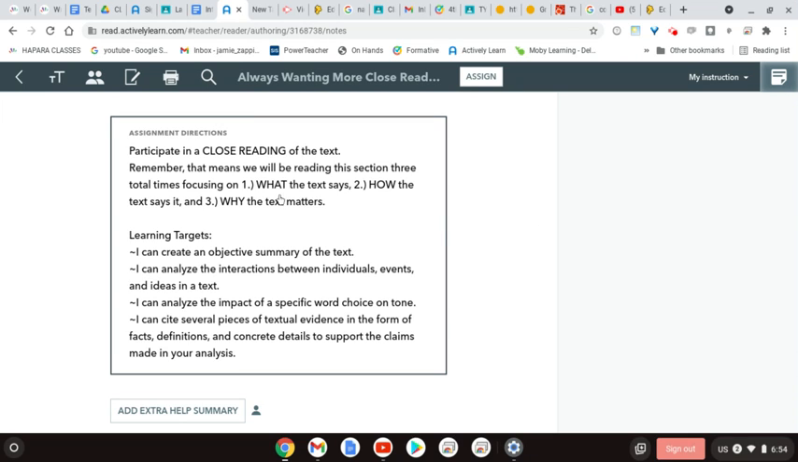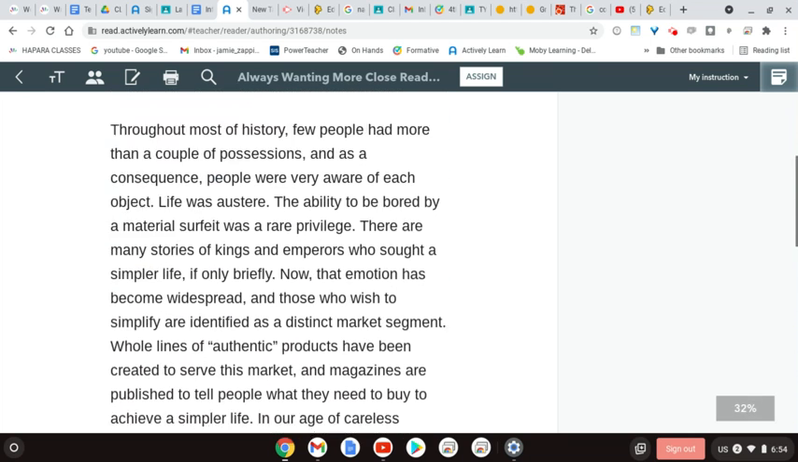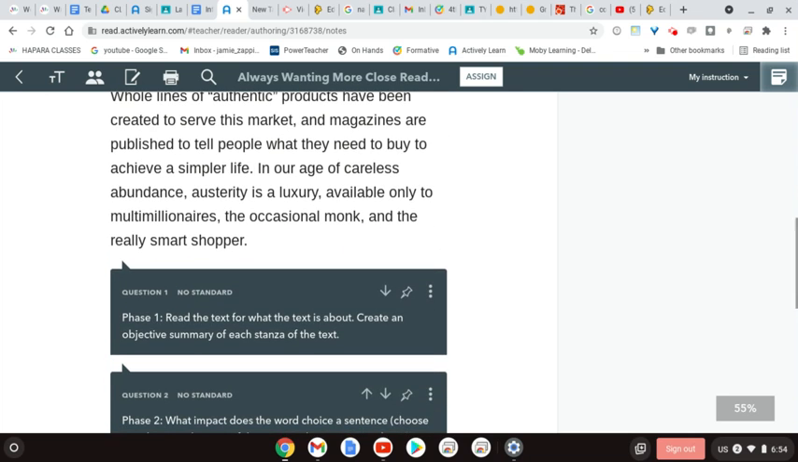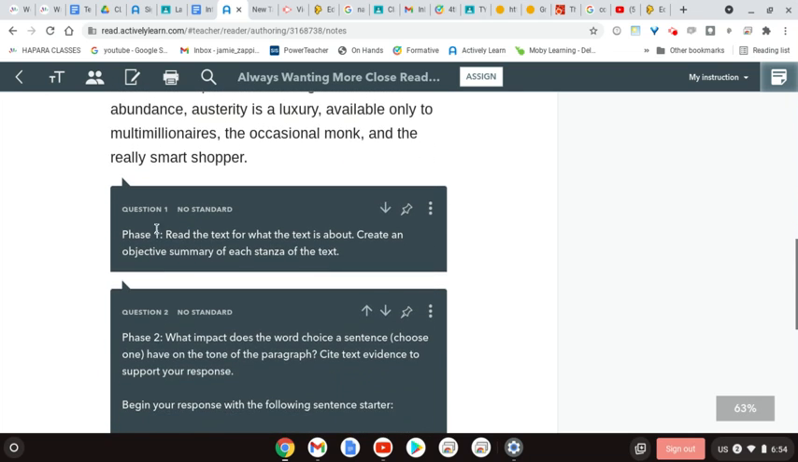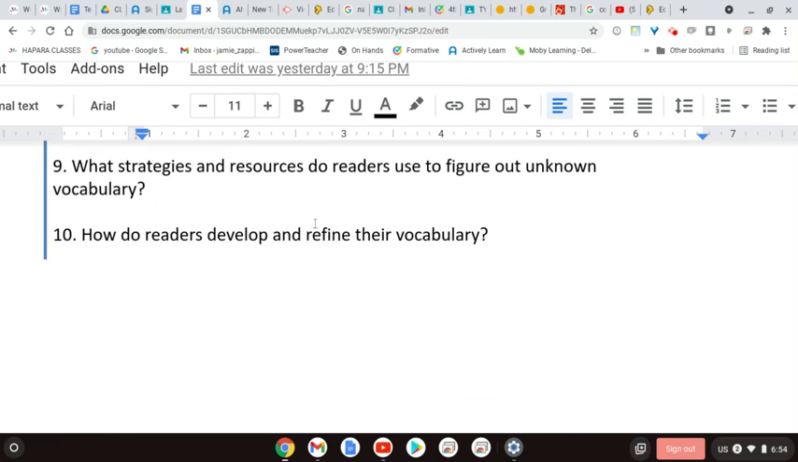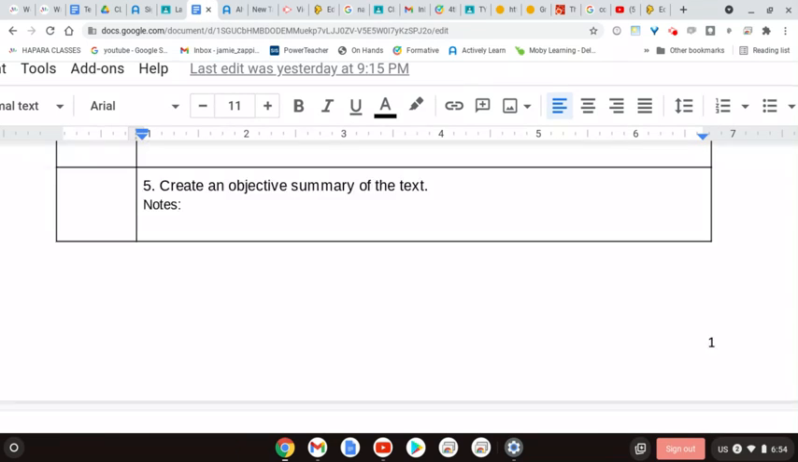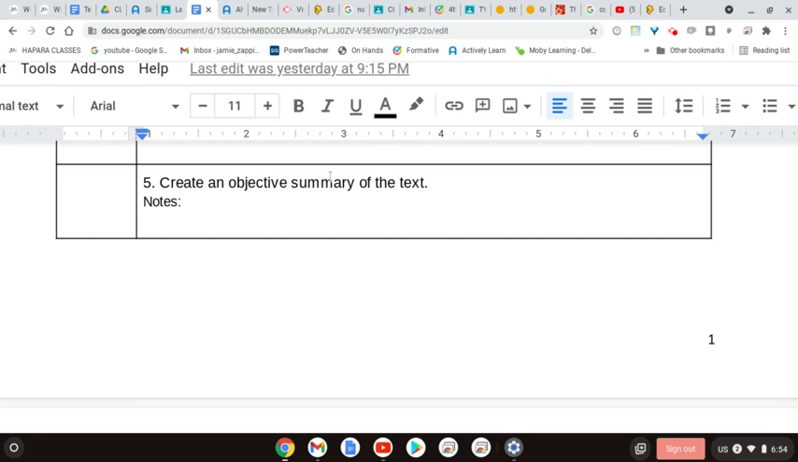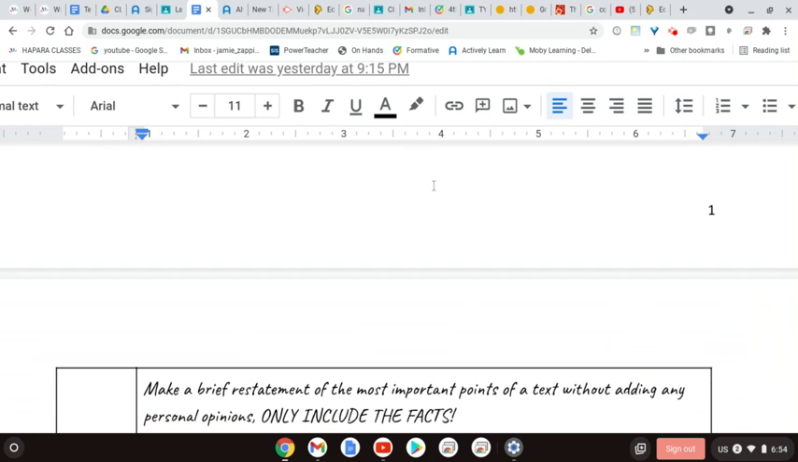When we close read, we read it 3 times. First, for what the text says. As you read this small paragraph excerpt from the beginning of Always Wanting More for what the text says, we're going to focus on, in phase 1, reading the text to create an objective summary. Remember, when we create an objective summary of the text, we are focusing on learning target number 5, to create an objective summary of the text.